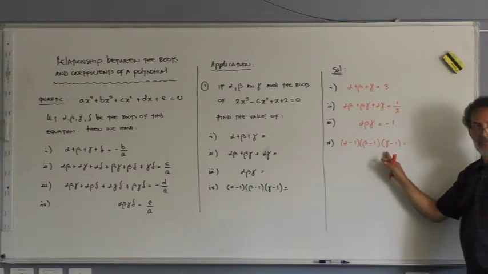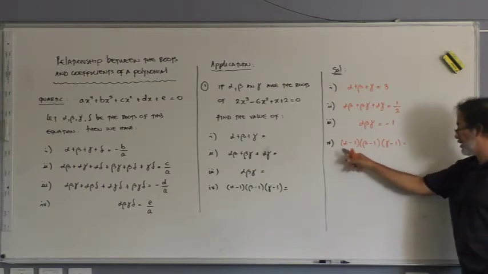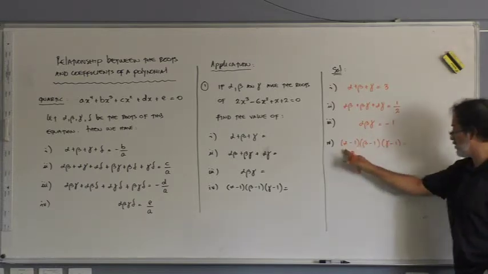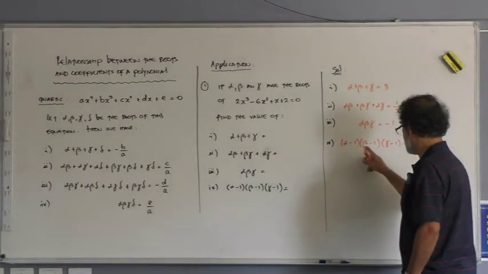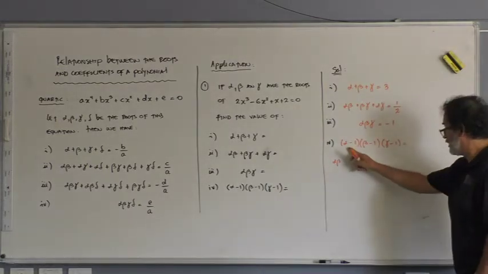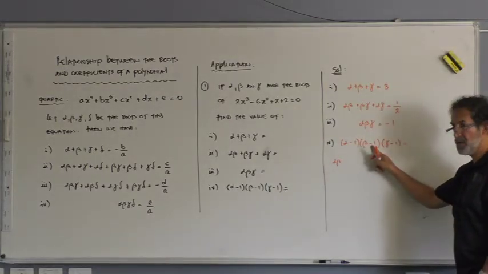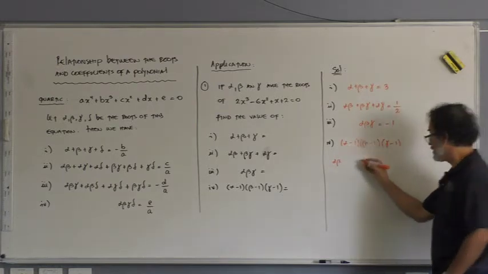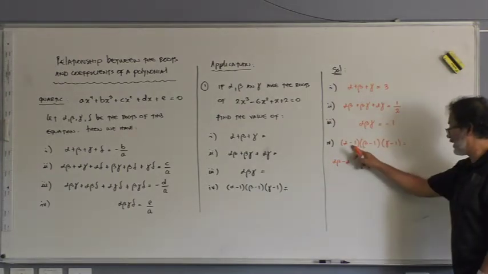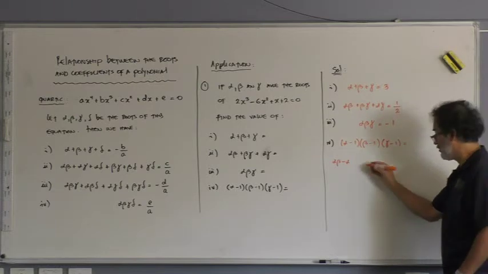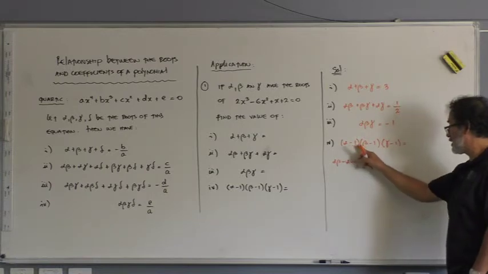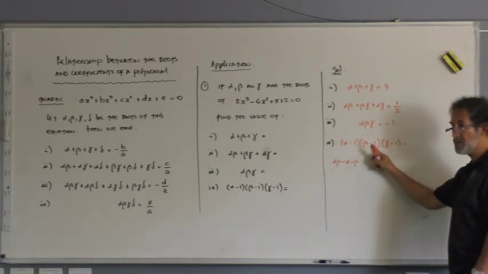But let's multiply. We're going to multiply these 2 first, and then we're going to multiply the answer by the 3rd. Let's multiply these 2 first. So it's going to be alpha times beta, so we're going to say alpha beta. And then we're going to have negative alpha, because it's alpha times negative 1, so it's going to be minus alpha. Then we multiply negative 1 times beta, which is minus beta. And then negative 1 times negative 1, which is 1.